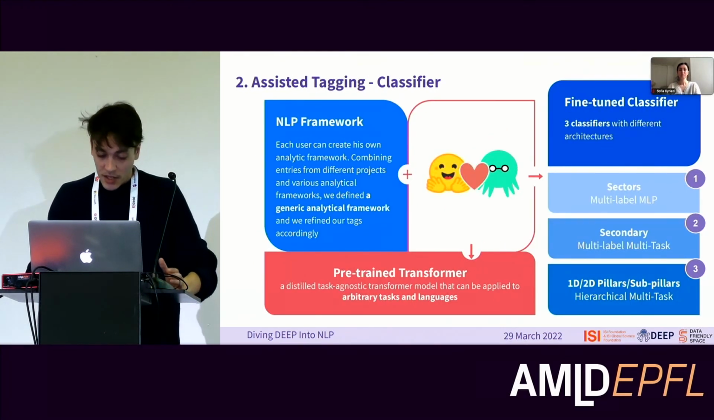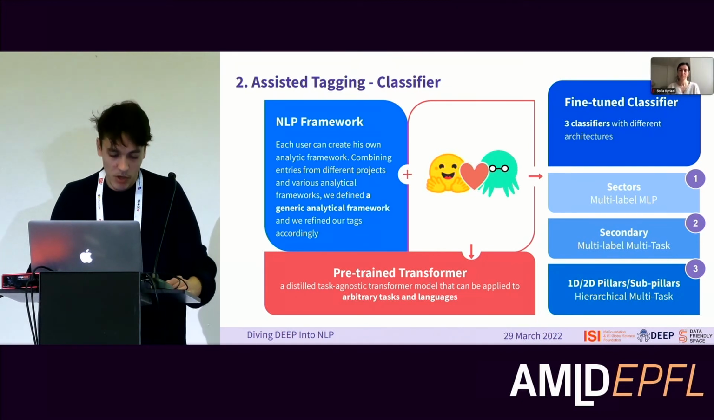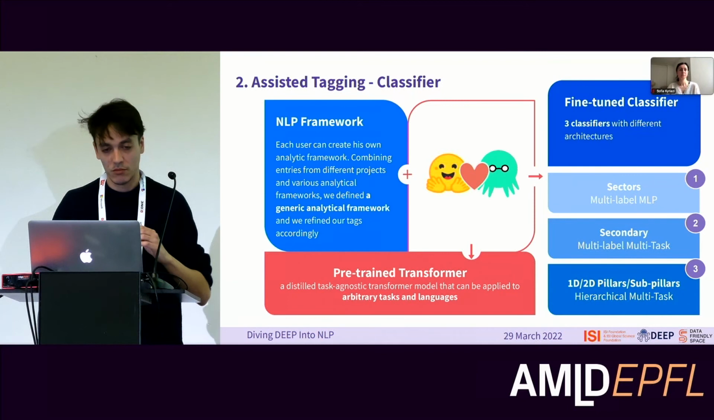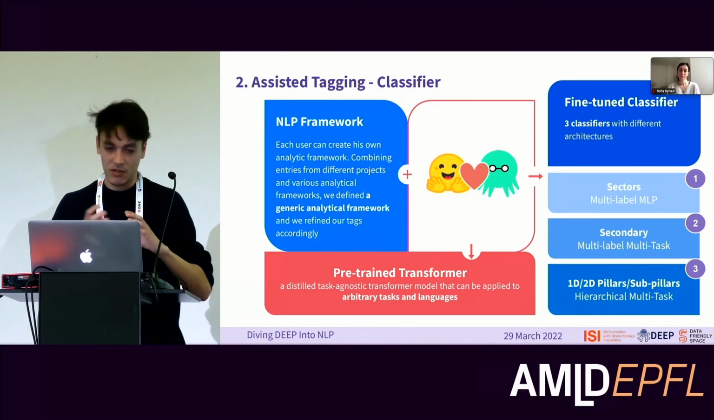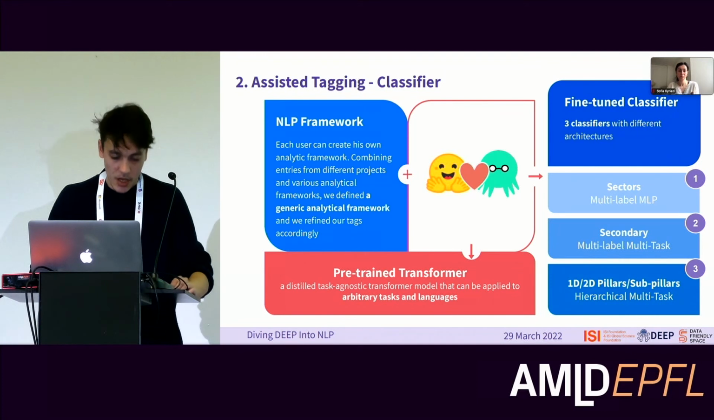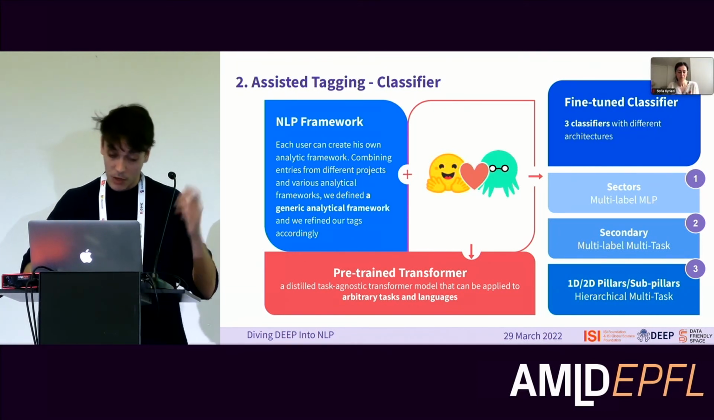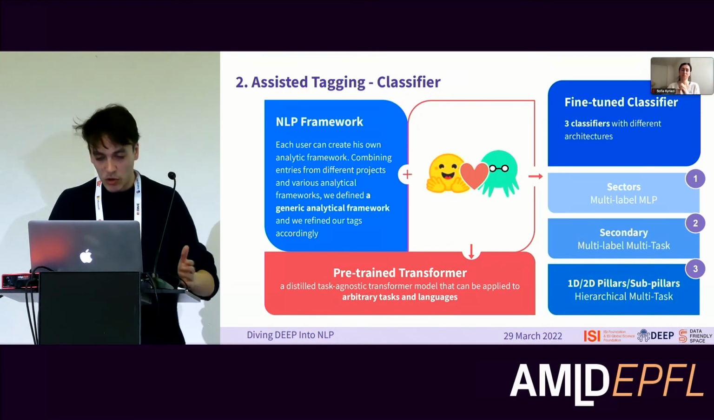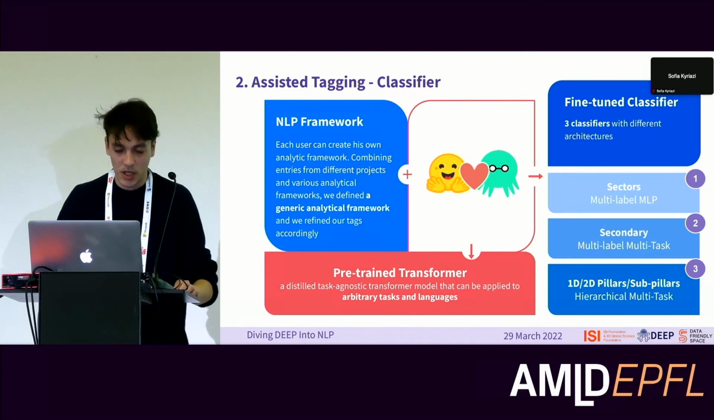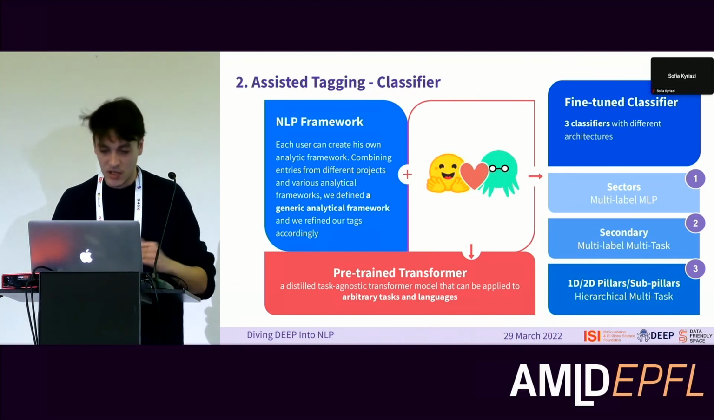And so, as mentioned, our assisted tagging tool is based on classifiers capable of suggesting labels given a text, and we use a set of labels that here we call an NLP framework, created by combining different analytical frameworks, so different sets of labels from the most important projects inside the DEEP platform. Then we trained 3 different classifiers with 3 different architectures, depending on the hierarchical structure of the labels, as we saw before. We obtained these models starting from a distilled task-agnostic transformers model that gives us the possibility to apply it to arbitrary tasks, in our case a classifier, but maybe we will do something else also, and also different languages. So it's a multilingual model.